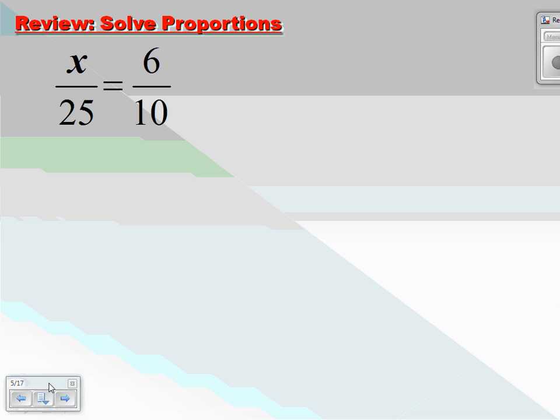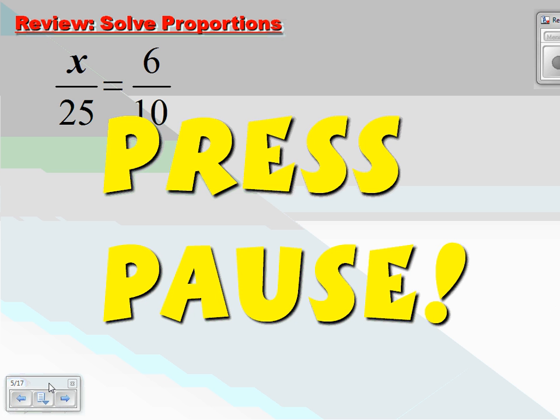Ooh, you've seen a problem like this before. X over 25 equals 6 over 10. I want to solve this proportion. This is very, very important before we go further, because you guys should know how to do this. From what we talked about before, we can solve this by first simplifying up and down or left and right. Please solve this right now. Press pause. After you finish it, press play again.